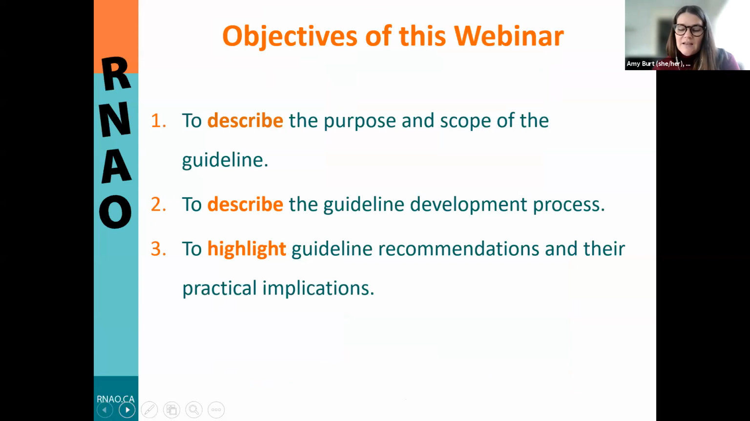The objectives of today's webinar are to describe the purpose and scope of the guideline, to describe a little bit about the guideline development process, as well as to highlight guideline recommendations and some practical implications.